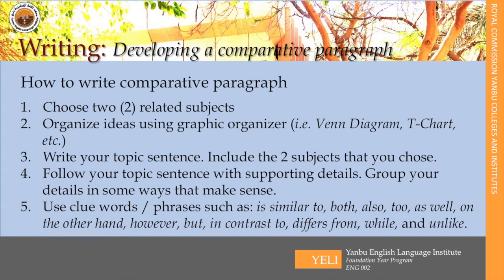Second, organize ideas using graphic organizers like a Venn diagram or T-chart, where you can group the similarities and the differences between the two. Third, write your topic sentence. Include the two subjects that you chose. Fourth, follow your topic sentence with supporting details and group your details in ways that make sense. Fifth, use clue words such as similar to, both, also, too, as well, on the other hand, however, but, in contrast to, differs from, while, and unlike.